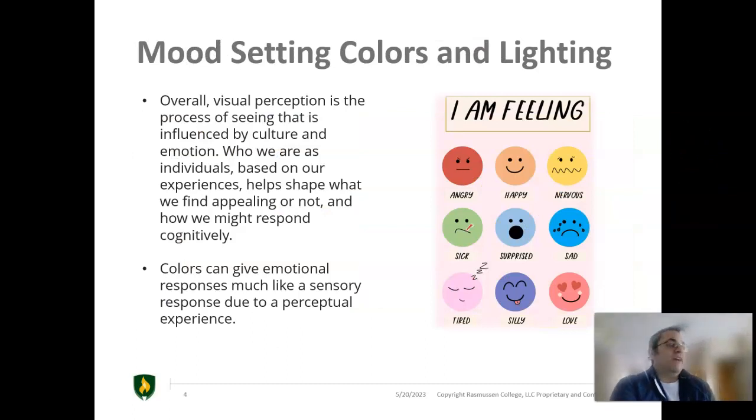You also have to keep in mind that mood setting, colors, and lighting play an effect on stimuli as well, because overall, visual perception is the process of seeing that is influenced by culture and emotion. Who we are as individuals is based upon our experiences. It helps shape what we find appealing or not, and how we might respond cognitively. Colors can give emotional responses, much like a sensory response due to a perceptual experience. Red means angry, yellow is happy, green is sick, blue is sad, pink is love. They all play a part, and that really helps out. That's all I've got for this week, just a really quick intro into stimuli and how visual communication works with emotional communication.